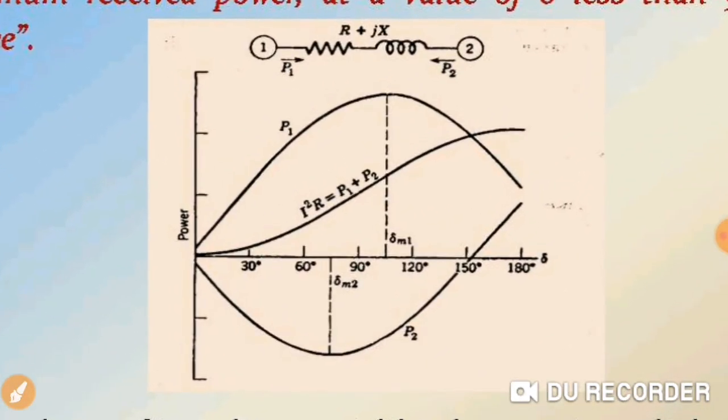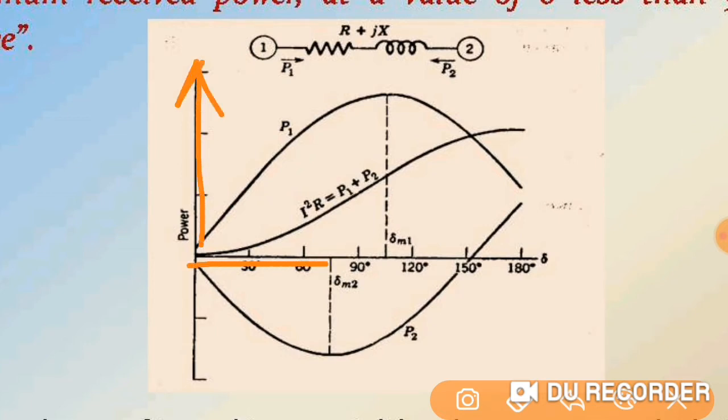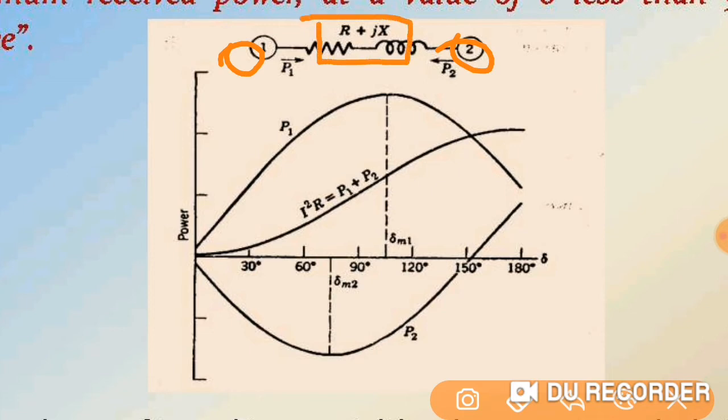I will just zoom it a little bit so that you can understand it more clearly. So as you can see here, this is a power angle curve with the y-axis being the power and the x-axis being del, that is our angle. It is clearly visible that we have two graphs of the two machines, machine 1 and machine 2. Machine 1 is on the generator side, machine 2 at the motor and load side. These two systems are connected with an equivalent resistance and reactance, that is R plus jX.